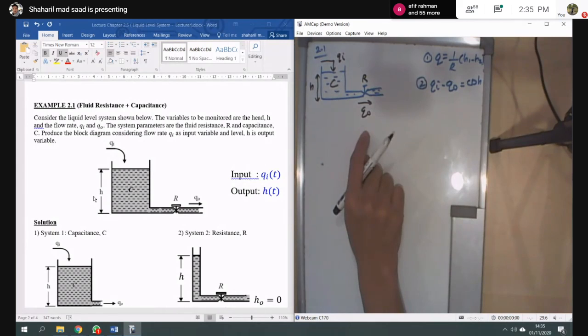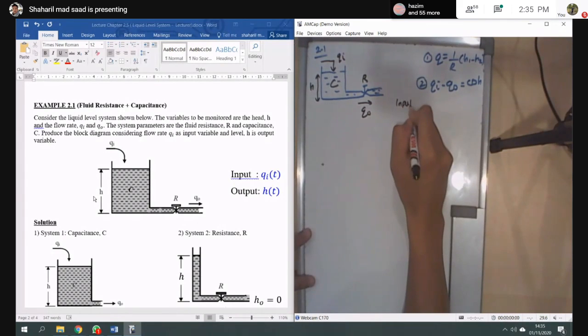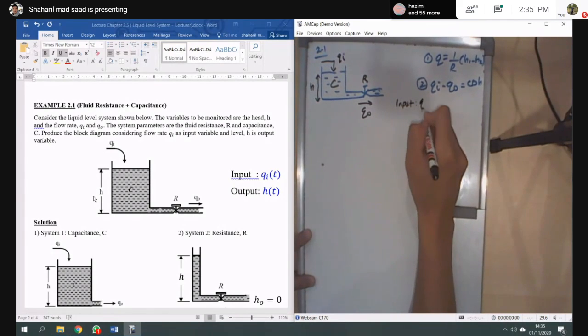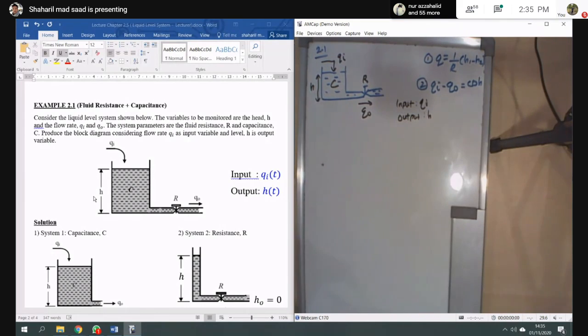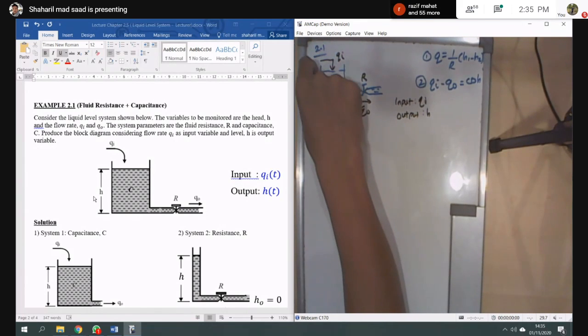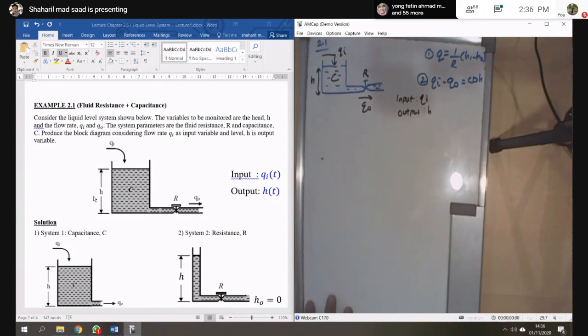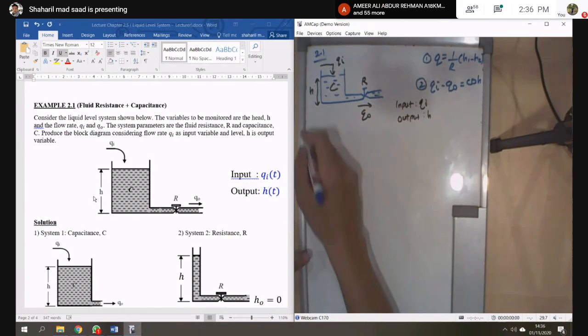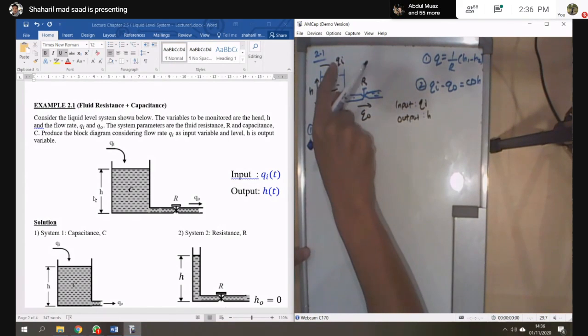So first of all, you need to look at the input, right? In this case, the input is Qi and the output is H. That means the input is flow rate, and then you want to monitor the height of this capacitor by adjusting the R. So first, look at the input first. So the input is Qi.